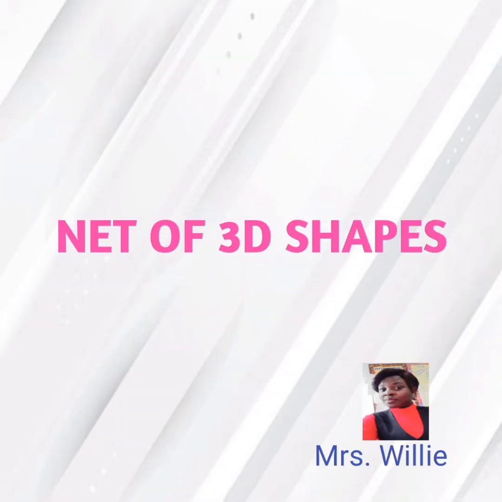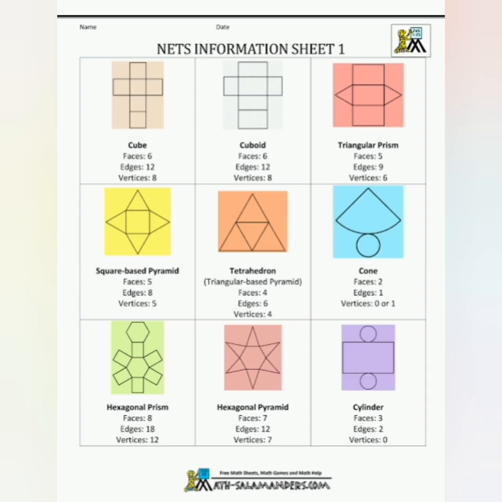Today we are learning how to make the nets of some 3D shapes. Remember I mentioned in the previous class that the net of a 3D shape is how the 3D shape looks when it's opened up. When it's flattened, we have the net of that shape.